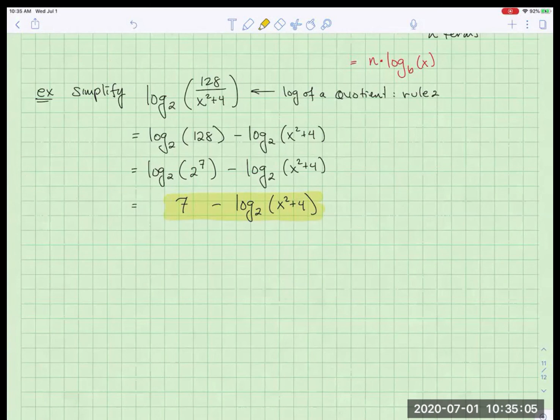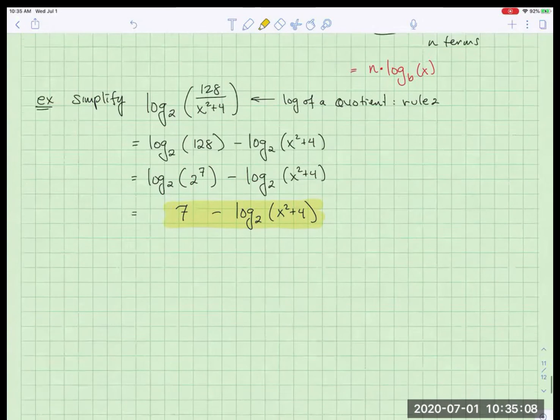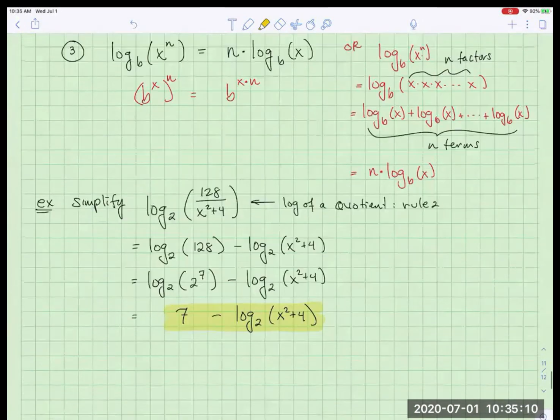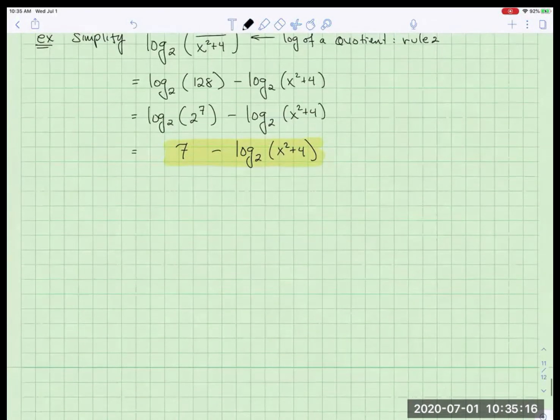Now, this also happened to use our cancellation laws. I should probably put those up here. Let's see. Cancellation laws. And although I already talked about it, I should probably talk about them again in this section, cancellation laws.